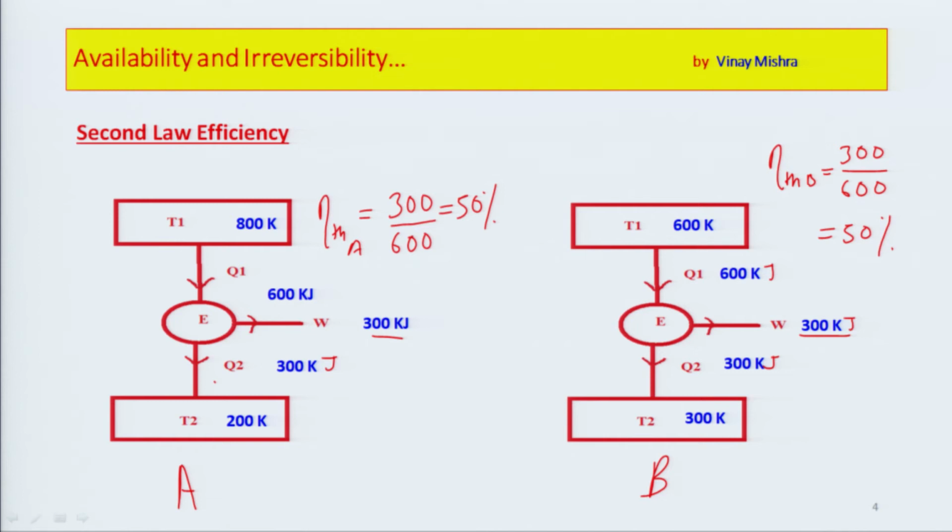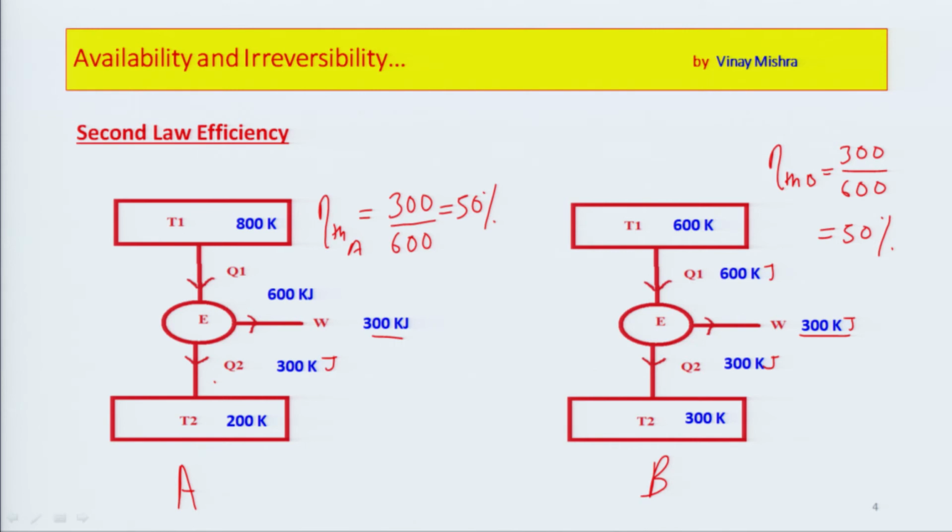In this case we are having work output equal to 300 kilojoule. In this one we are also having work output equal to 300 kilojoule. If we are concerned with quantity, then definitely the performance of these engines is the same. The performance of A and B are the same, but if we are concerned with the quality, then we see the performance of these two engines is somewhere different.